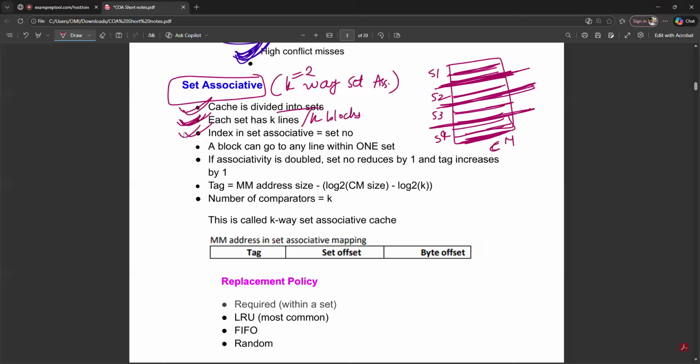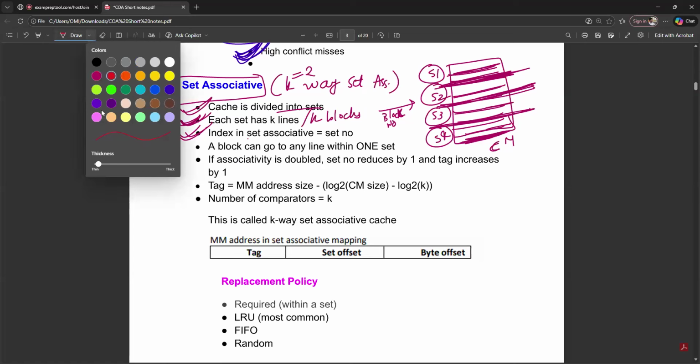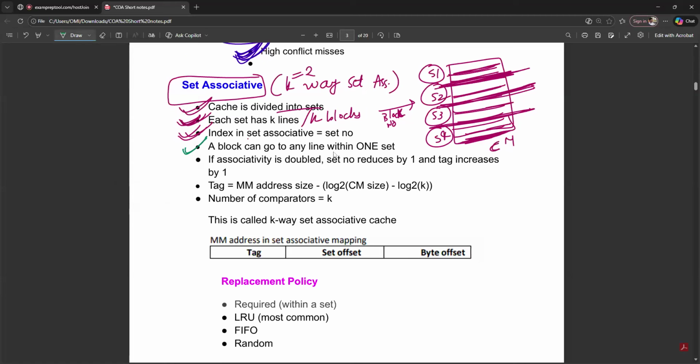Now what is the index in set associative? The index here is the set number. If the block number is given, you can find the index, which is the set number. Okay. Moving to the next point: a block can go to any line within one set.